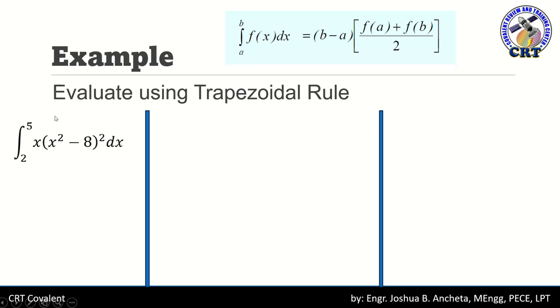Let's have this example. Evaluate using trapezoidal rule. So the given integration is the integral of x times the quantity (x squared minus 8) raised to 2 dx, limits from 2 to 5. So first, let us identify the f(x). The f(x) here is equivalent to x times the quantity (x squared minus 8) raised to 2.